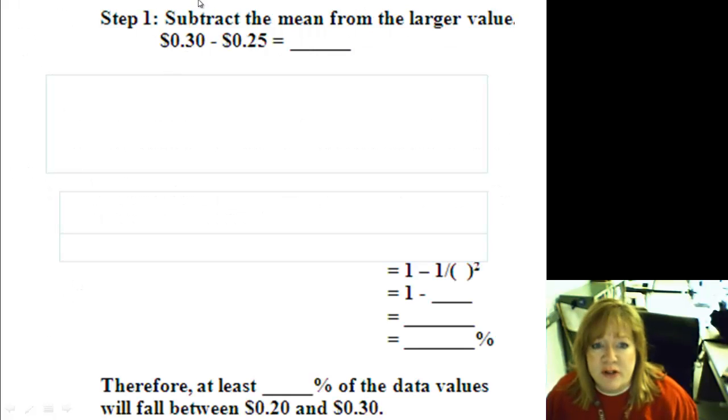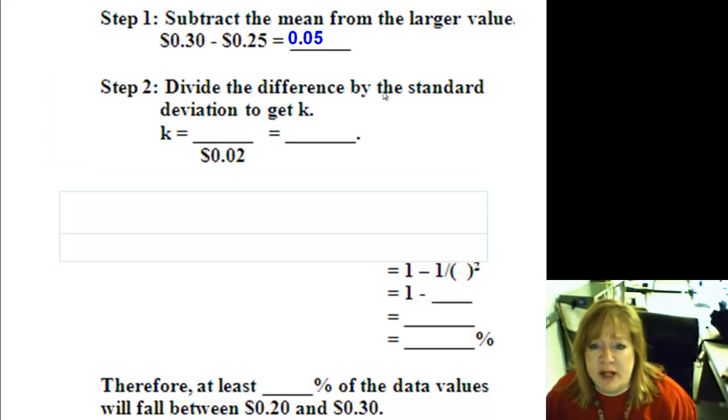So your first step is to subtract the mean from the larger value, because remember, it's the mean minus a number times the standard deviations to figure this out. So you get a nickel: 30 cents minus 25 cents. Next, divide the difference by the standard deviation to get the K. So the difference was a nickel divided by 2 cents, which is 2.5. That's the number of standard deviations. Remember, K does not have to be an integer.